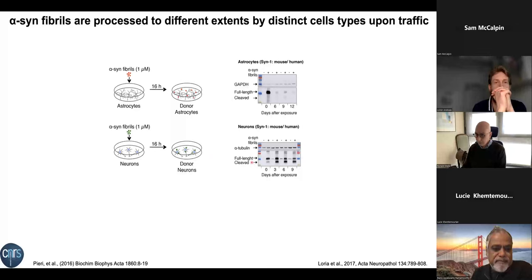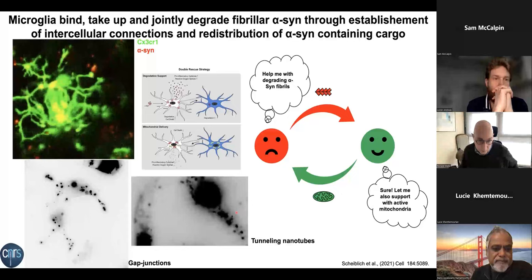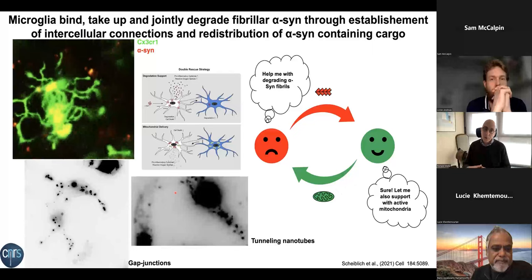Meaning that this oriented spread is interesting because it allows a neuronal cell to clear up these aggregates. What we also showed with Laurent Roybon is that these fibrils are considered by our immune cells in the brain as antigens. They are taken up and exposed at the surface of astrocytes linked to the MHC2 complex. And finally, what we showed with Michael Heneka is that the microglia work together to degrade these aggregates.